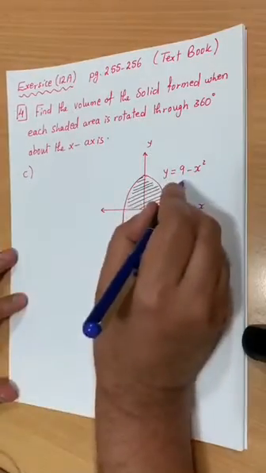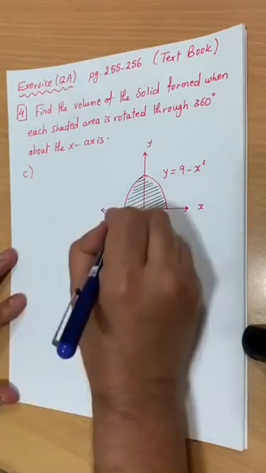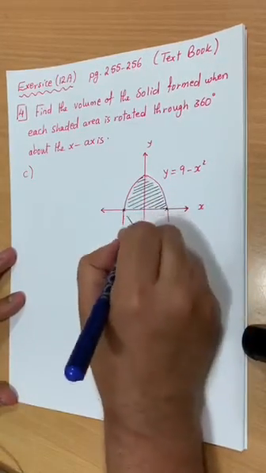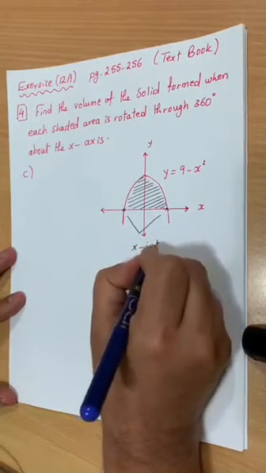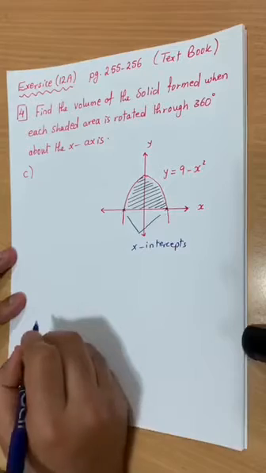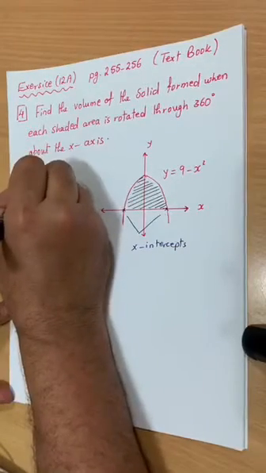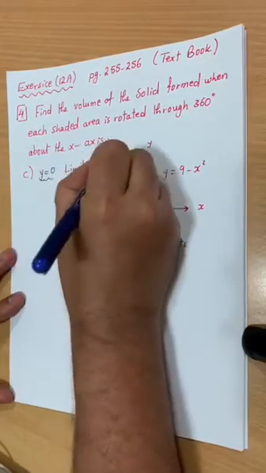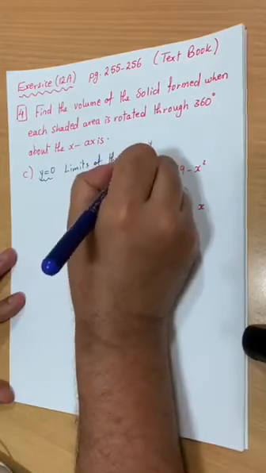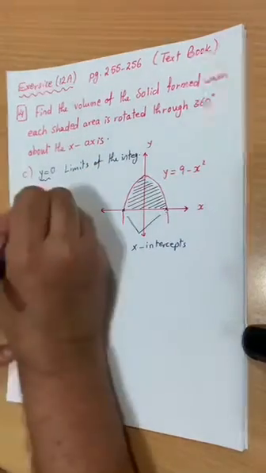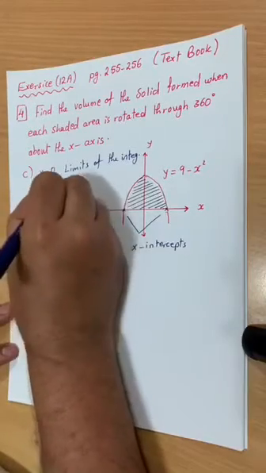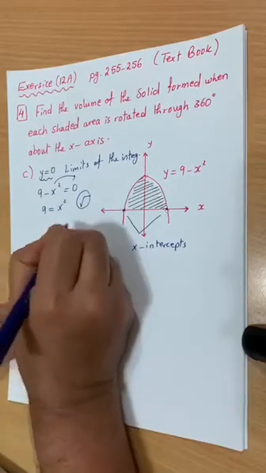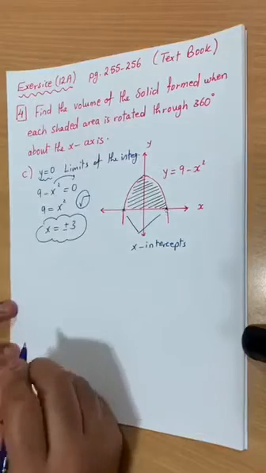As you see, y equals 9 minus x squared, but we don't have the limits of the integration. As you see, the shaded area starts from here to there. These 2 points, we call them x-intercepts. How did you find the x-intercepts? By writing y equals 0. This step is to find the limits of the integration. y equals 0, so 9 minus x squared equals 0. You just move one of them to the other side, and then you take the square root of both sides. x is equal to positive and negative 3. These are the limits of the integration.